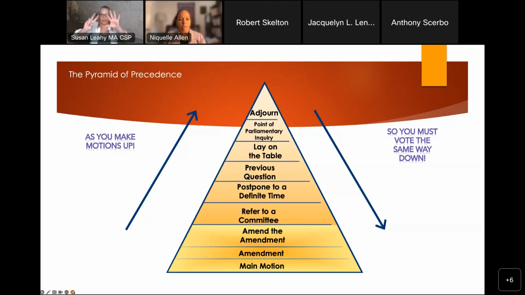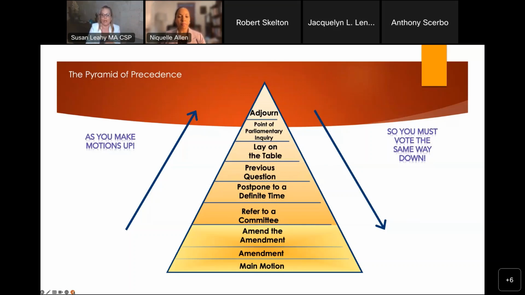So here we have our pyramid of precedence. There's 7 fundamental motions. I'm asking you to focus on 6. And now what I want you to advocate for when you go back to your boards is that these are the 3 that you're going to make sure everybody understands so that you can up-level the efficiency of your meetings.